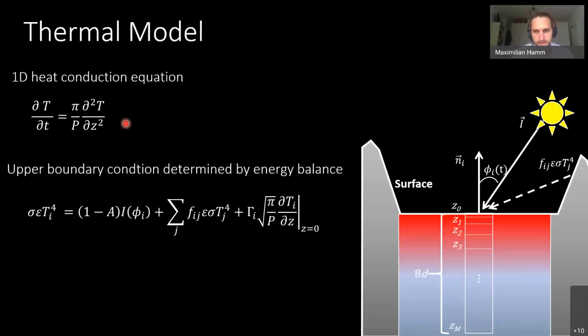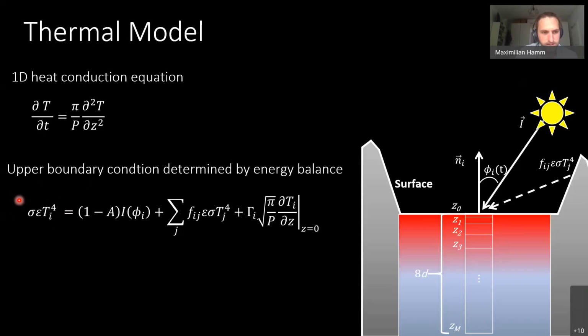So the thermal model that I use solves the 1D heat conduction equation. We neglect lateral heat conduction here. And maybe what's interesting here is the upper boundary condition. This is governed by the energy balance. So this term here is the energy lost via radiation. This depends on the temperature to the power of 4, which makes this model nonlinear.